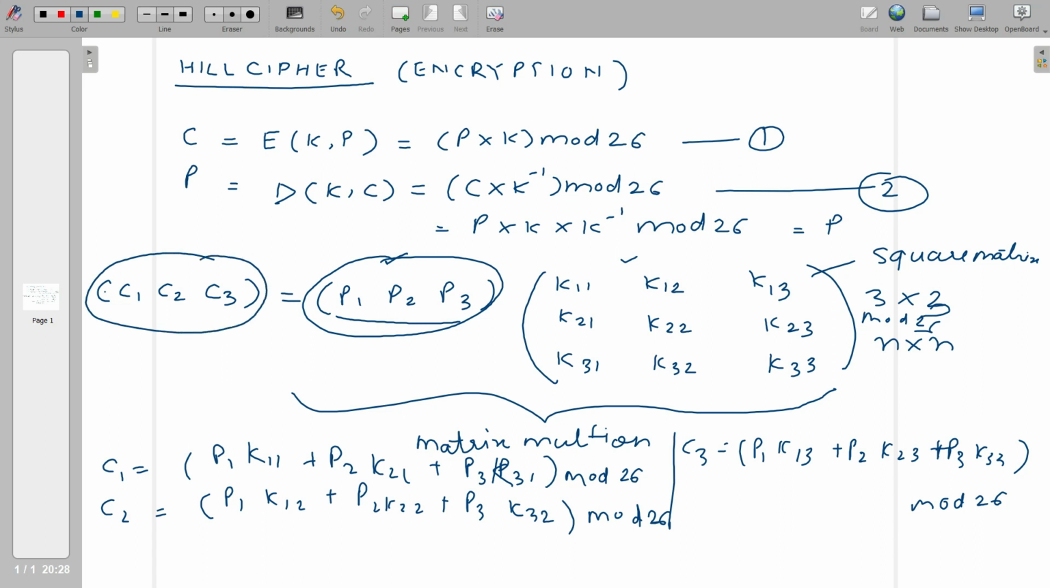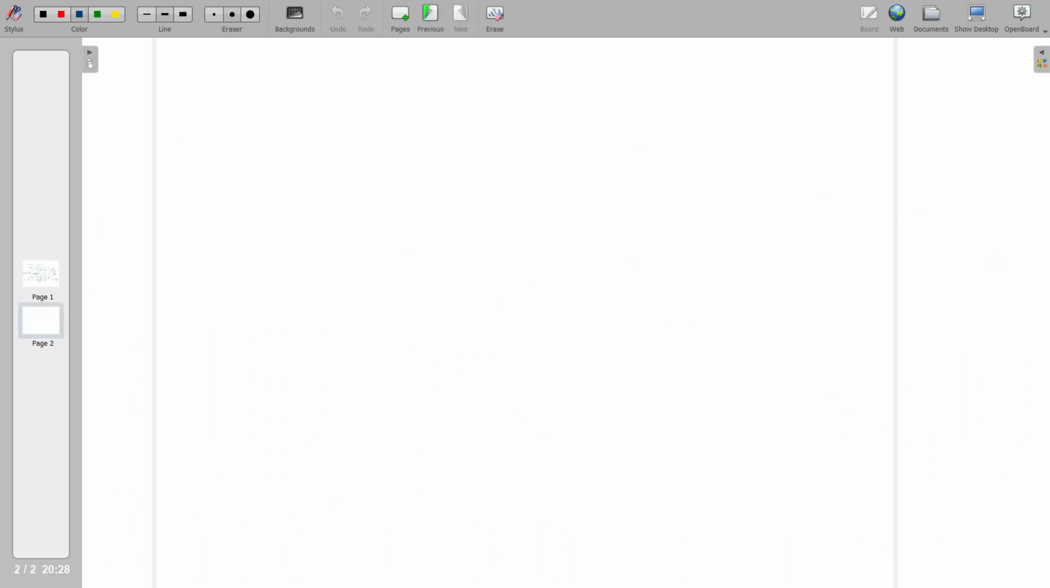If it is 3 into 3, I have taken the example of 3 letters or 3 alphabets. If it is 2 into 2, we will take 2 alphabets. So let's do one simple example using 2 alphabets, using a 2 into 2 key. Let's say our plain text is "let C", and we are going to encrypt this plain text using the key, which is a 2 into 2 matrix: 5, 8, 9 and 3.